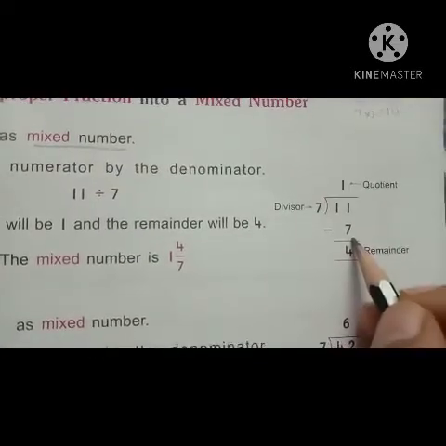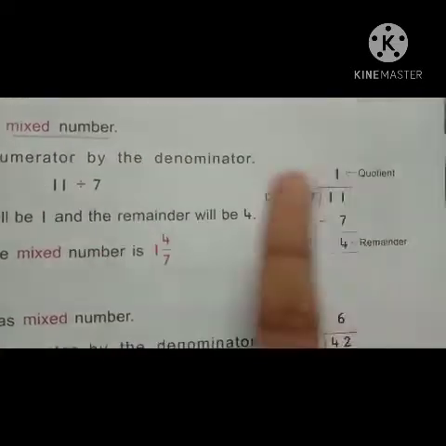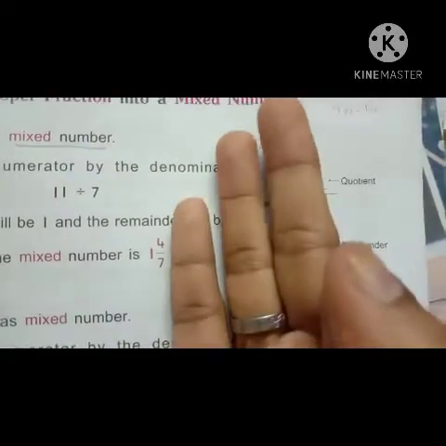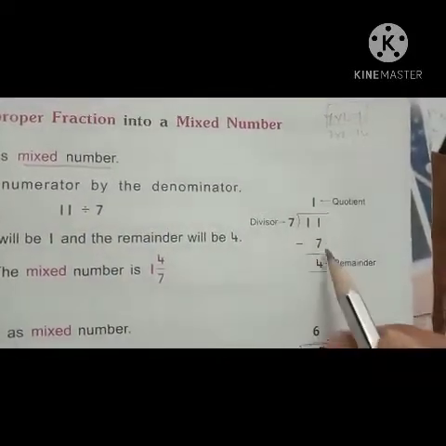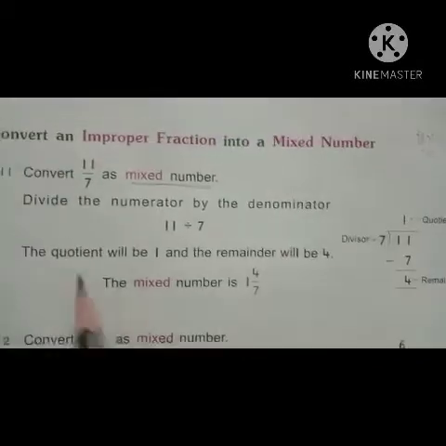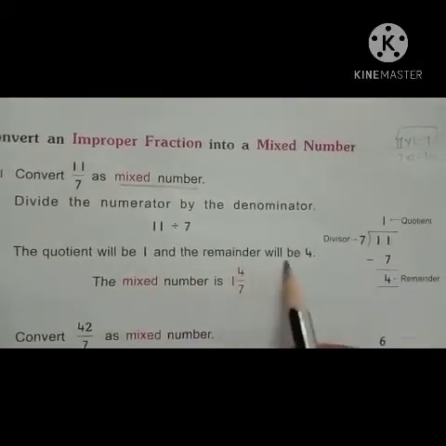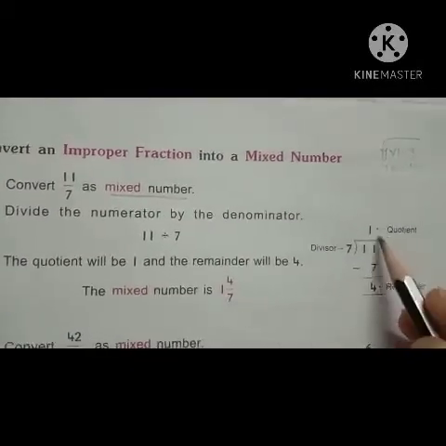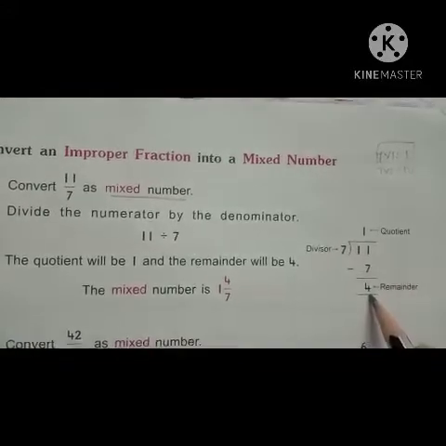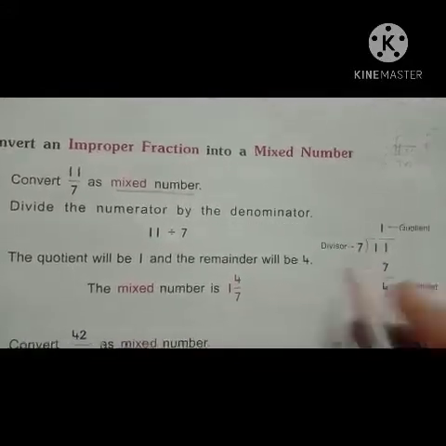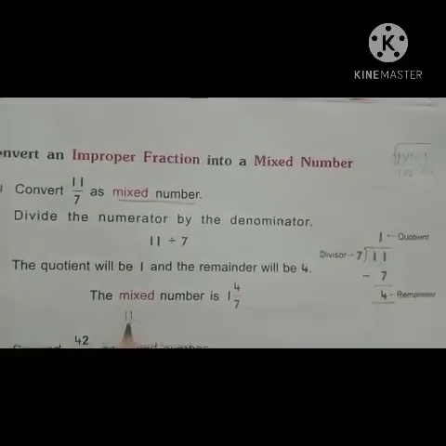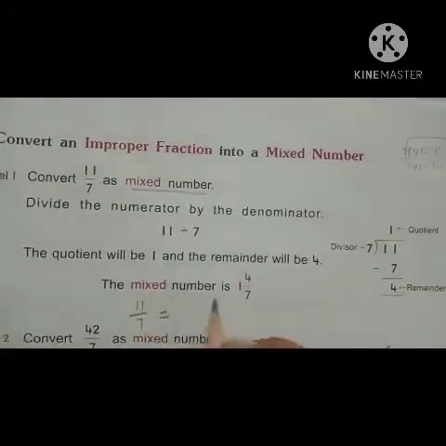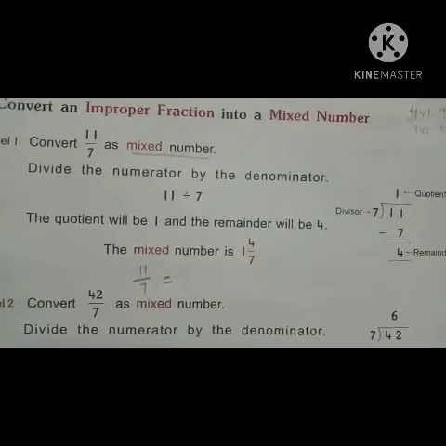11 minus 7 is equal to how much? 7, after that 8, 9, 10, 11. How many are there? 4. See here, 7 ones are 7, the remainder is 4. The quotient will be 1 and the remainder will be 4. What is the quotient here? 1, and the remainder is 4. The divisor is 7. Now, here we have to convert, no? See, children, 11 by 7 is equal to. What do we have to write, see here?